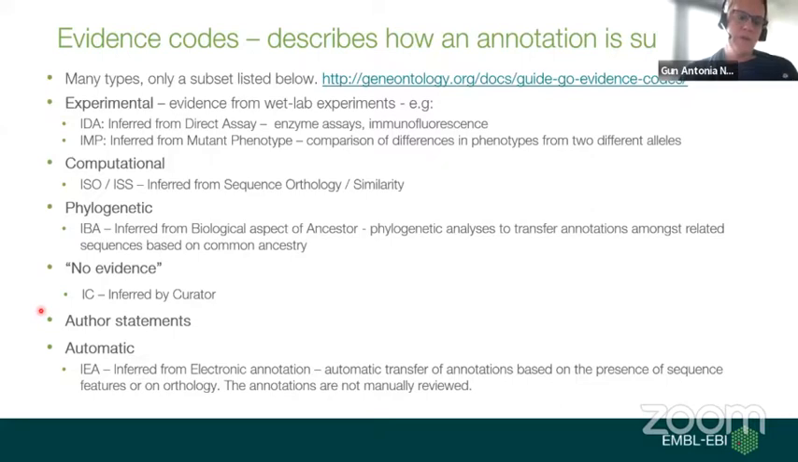We also have some author statements. If an author makes a statement in a paper saying this gene does this, and everyone knows that because it's been known for the last 70 years, but no one can find the experiment that shows that. And we also have the automatic code IEA. The main difference between the automatic one and these other ones is that the automatic ones are made by a pipeline, and each annotation is not manually reviewed, whereas for all these other ones, a curator has looked at the annotation and decided to assign it.